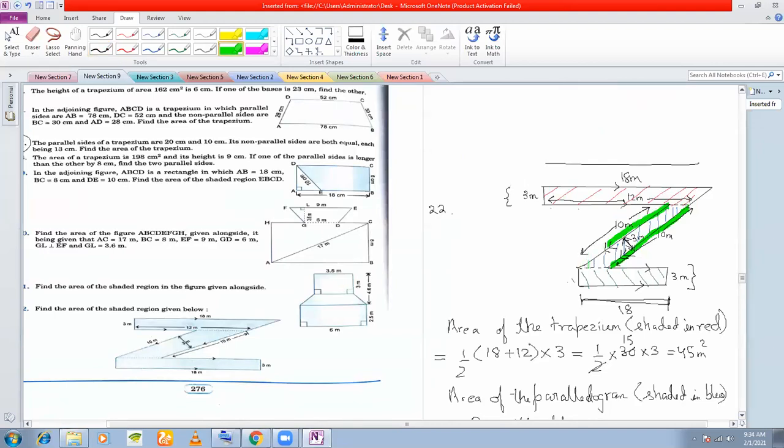Now, how do you know that this part is a parallelogram? How do you know this figure is a parallelogram? See that the angles are not 90 degrees. Is this angle 90 degrees? Is this angle 90 degrees? No. This angle is also not 90 degrees. None of the angles are 90 degrees. Besides this, opposite sides are equal, 10 meters and 10 meters. That is why it has to be a parallelogram.